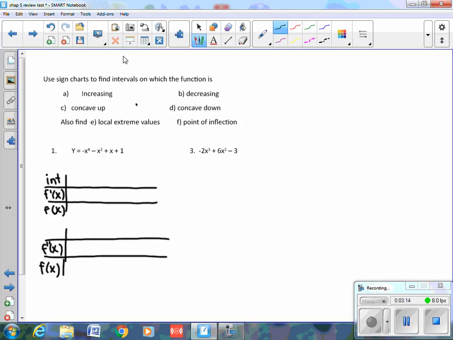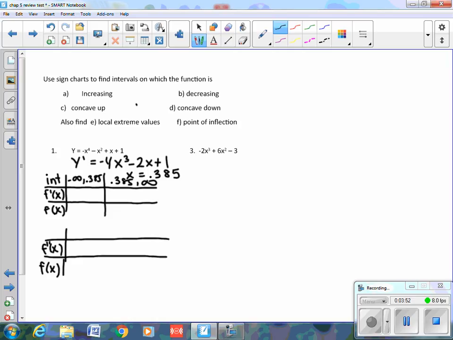Okay, the first thing I have to do is find y prime, which is -4x to the third minus 2x plus 1. And what I'm going to do is use my Poly simulator and plug that in to find out that the only x value that it gives me is 0.385. So I just need to go from negative infinity to 0.385, and from 0.385 to infinity. That's all I need because I use my Poly simulator.